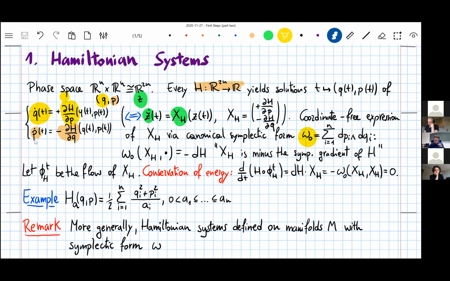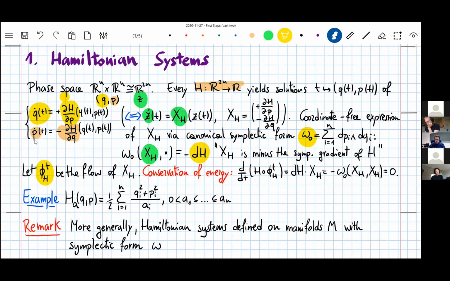And then once you have this omega 0, your X_h is simply the symplectic gradient of h up to sign. So you might be familiar with the notion of gradient from Riemannian geometry or simply from standard calculus. And here you do the same. Basically, you take the differential of h, and then you get the vector field X_h by duality with this omega 0. Instead of having the Riemannian metric as usual, now you have this omega 0 giving you the pairing. And then just as a notation, we denote by phi_h^t the flow of this vector field.